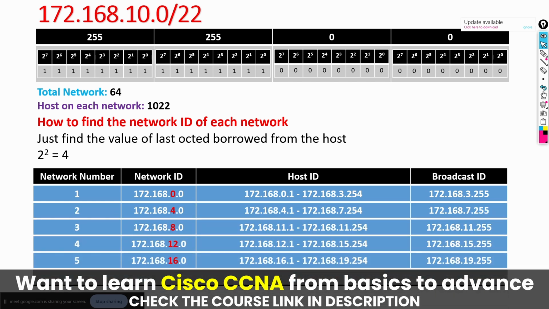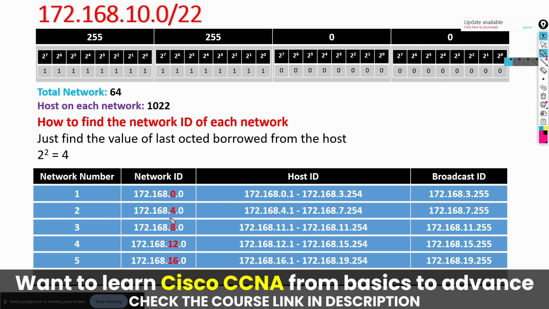Got it? Now one more thing. As I have told you, broadcast ID means what? It is the last IP address of the network. Correct? So there is an easy way to find the broadcast ID. First you have to find the network IDs. We have found all the network IDs here.